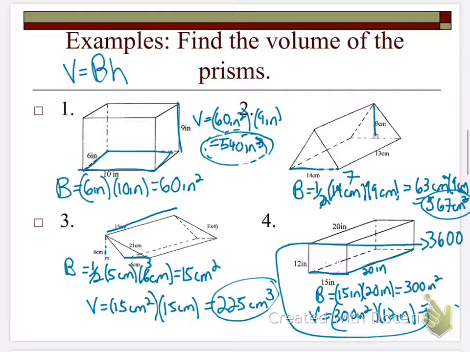3,600 inches cubed. Sorry for that big arrow going the other direction. Okay, so this is the volume of a prism. So if we're going to fill all these shapes up with water, how much could fit inside of it?